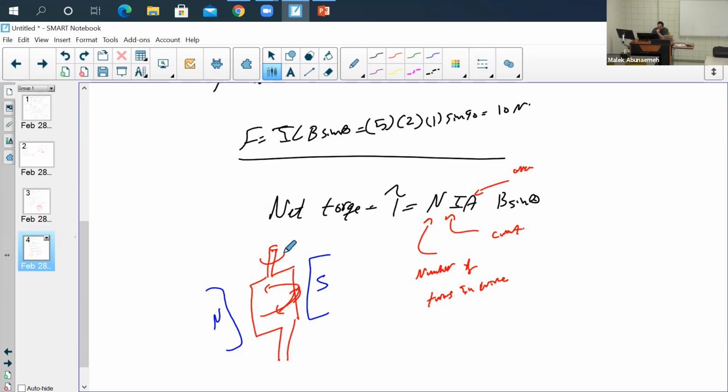So this is the shaft and you've got a current going in the way I, and going in this way, I, right? So your torque is the number of loops this is happening, multiplied by the current, multiplied by the area of it.